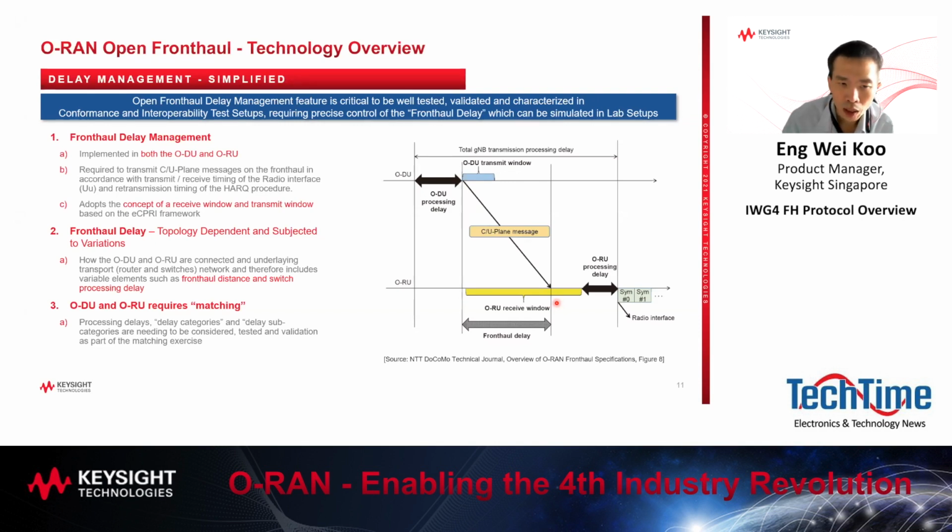So a few things that we need to be able to look at is that the front haul delay is really topology dependent and subjected to variations like the live networks, right? The distance and the switch processing delay. And the ODU, ORU, basically they're subjected to matching, right? You need to be able to look at matching ODU and ORUs of similar delay categories and delay subcategories as specified in the open front haul specifications. And Keysight, I'll go through some case studies on how our customers are basically using our test setup to simulate this in the lab, to bring the field conditions back into the lab to test before you deploy and test in the field.